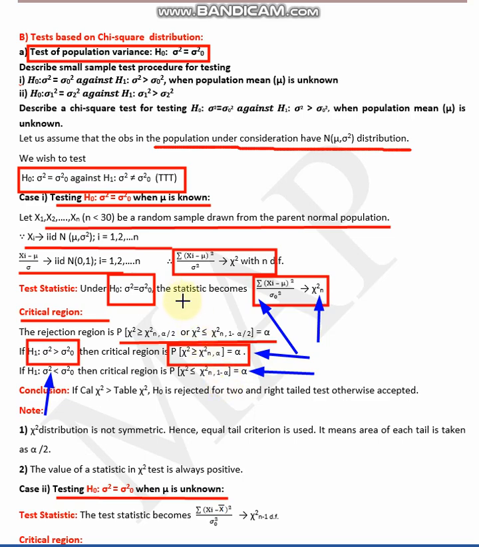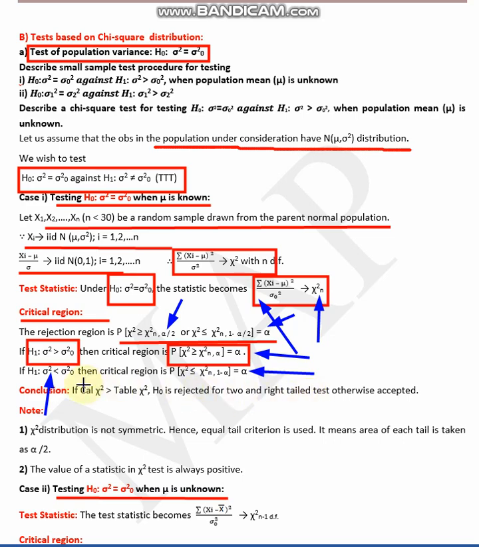it comes to the two-tailed test, since I am taking both the tails, my level of significance becomes alpha by 2, but the total level of significance is alpha. So how to conclude this test? If my calculated chi-square is greater than table chi-square, then H0 is rejected for the right-tailed test.